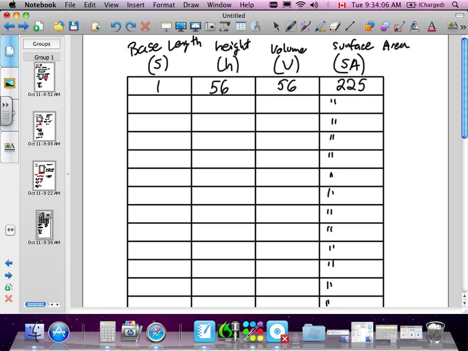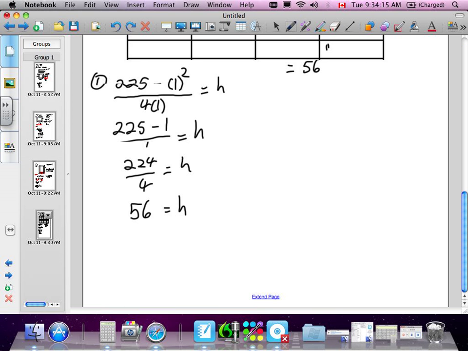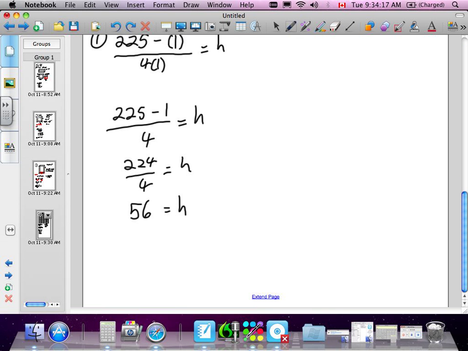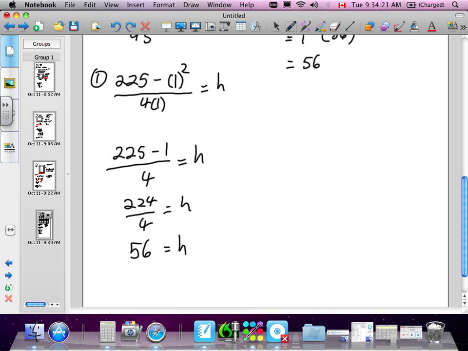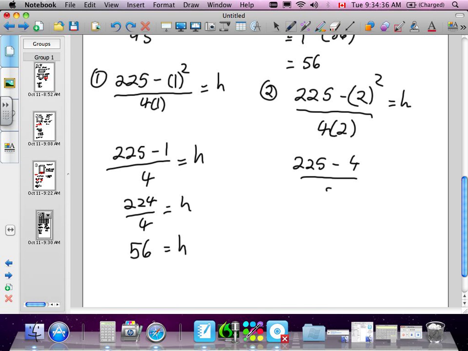Once I found out one of them, I have to try the next number along the base. So if the base was 2, I plug it into that formula. We'll call this a second example. So number 2, 225 minus 2 squared divided by 4 times 2 equals H. I get 225 minus 4 divided by 8 is H. 221 divided by 8 equals H. Our H ends up being 27.6.